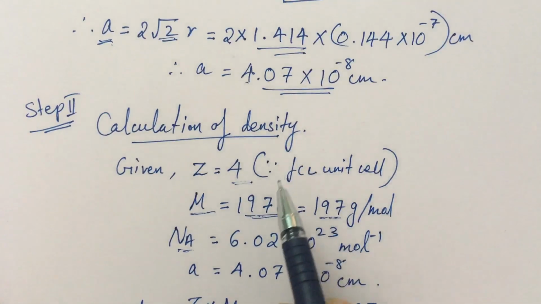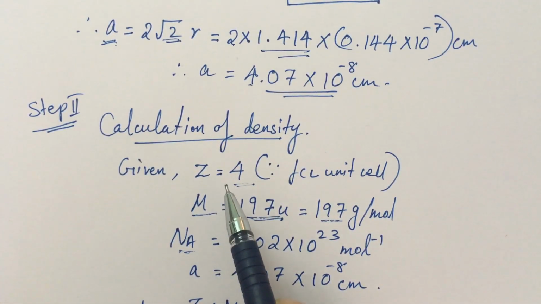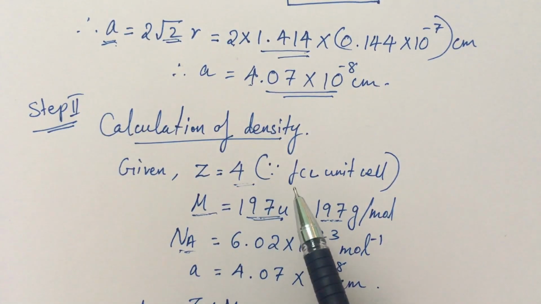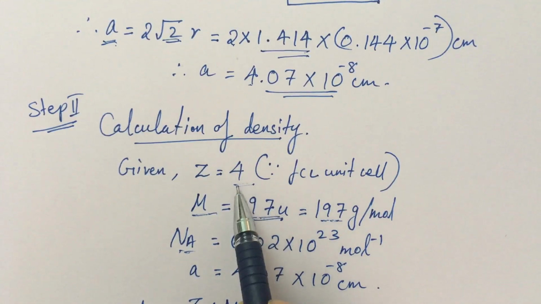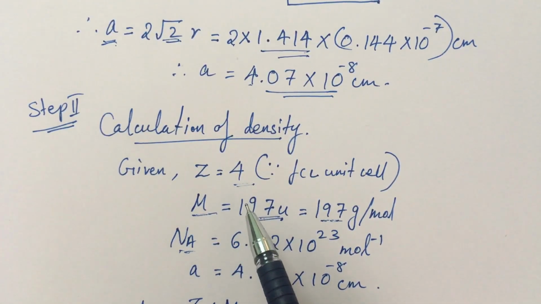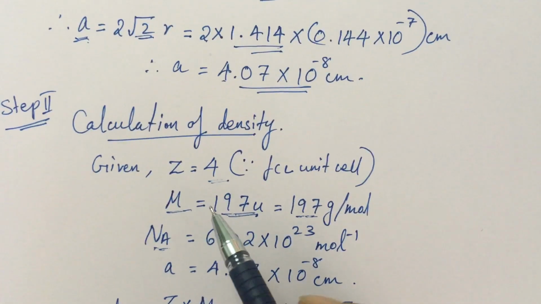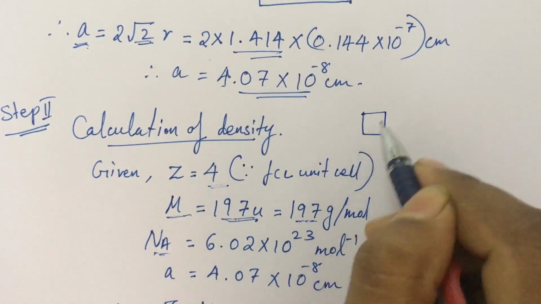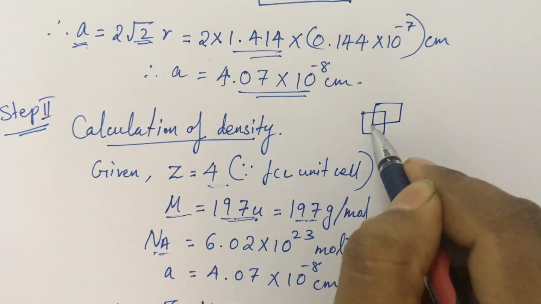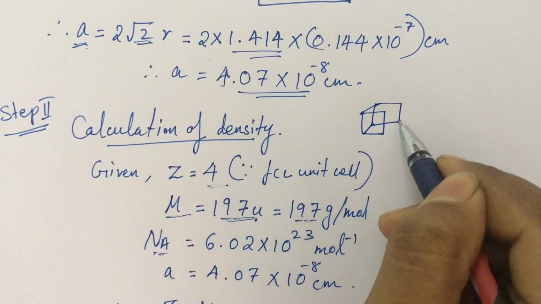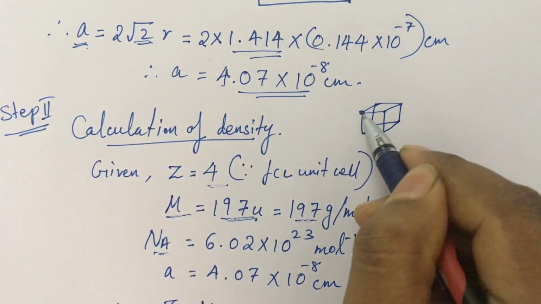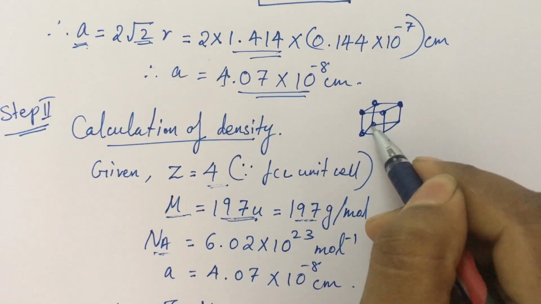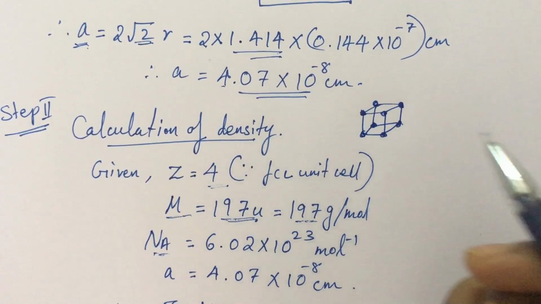Already we can say that Z is equal to 4 because it is a face-centered unit cell. In a face-centered unit cell, a total of 4 atoms are present. Clear? How do we get 4 atoms? We take a face-centered cubic. If this is the unit cell, in all the corners we expect 1 atom. Clear?